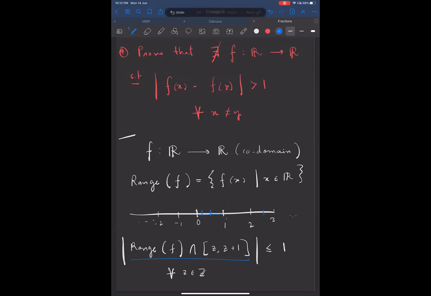Because what we know is |f(x) - f(y)| is always greater than one. So there can't be f(x) and f(y) in the same interval of length one. Because in that case, |f(x) - f(y)| would be less than or equal to one. But here we know if x is not equal to y, |f(x) - f(y)| is strictly greater than one.